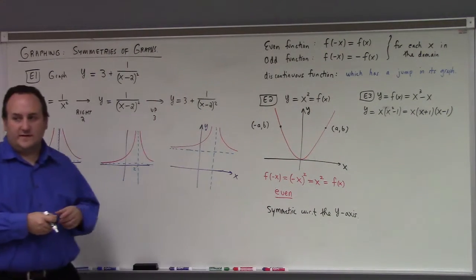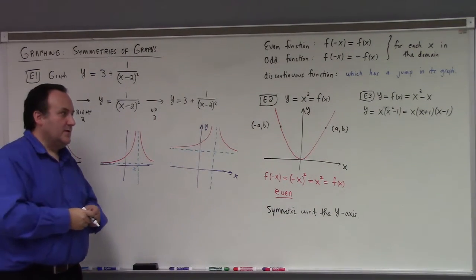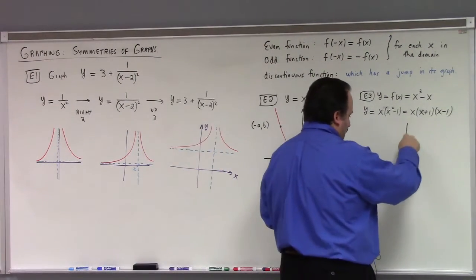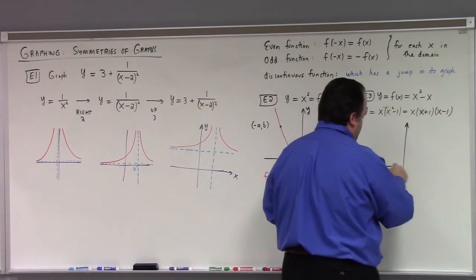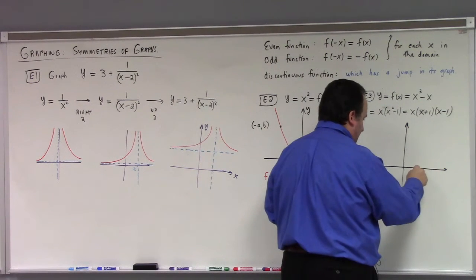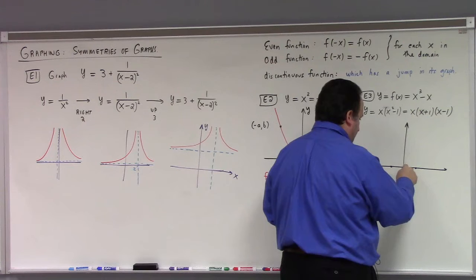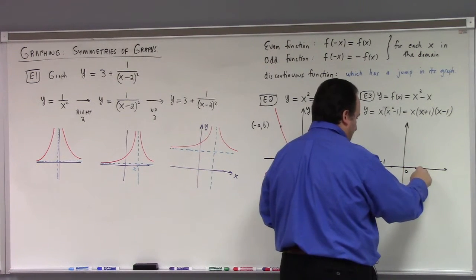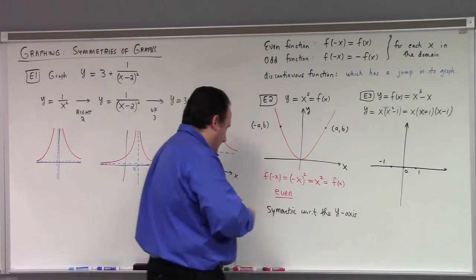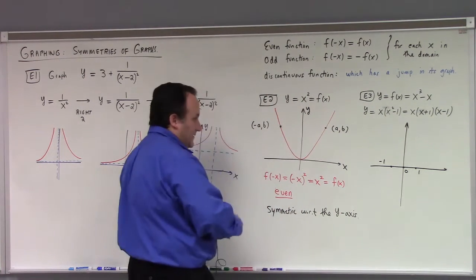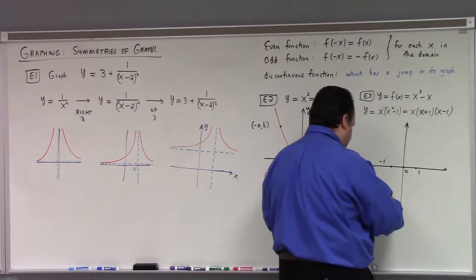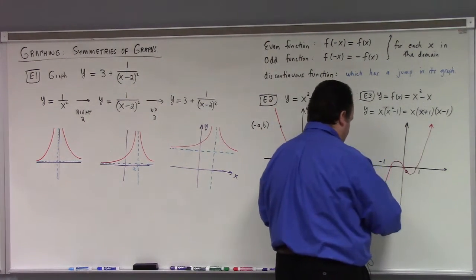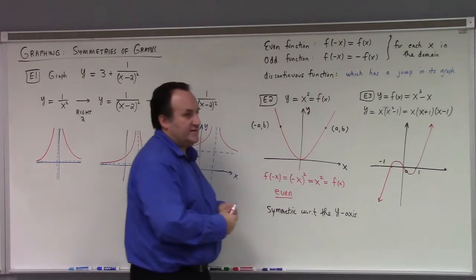So from that I can see that this has x-intercepts of 0, minus 1, and 1. And so I can draw the graph like so. I've got my x-intercepts here, here, and here: 0, minus 1, and 1. And so the graph here looks something like that. This is y equals x cubed minus x.